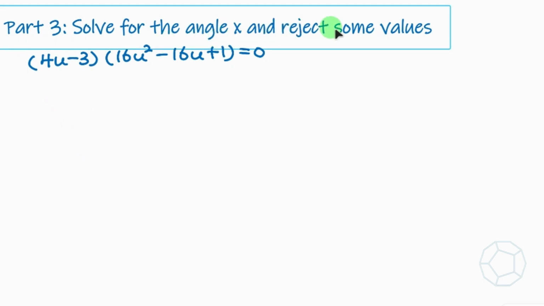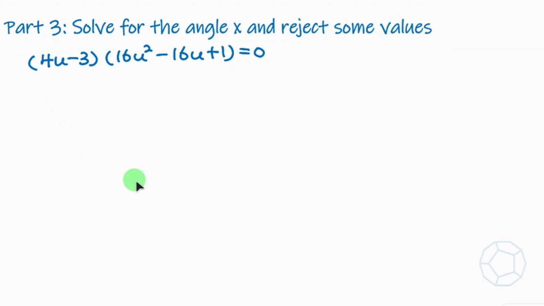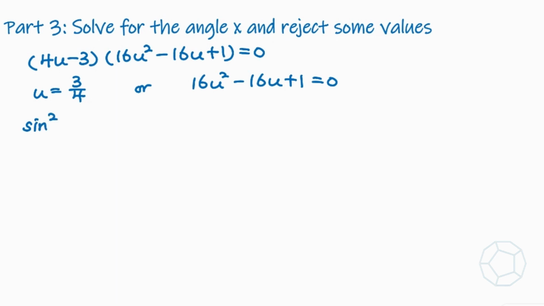In the final part, we're going to solve for the angle x and reject some impossible values. Previously, we factorized the cubic polynomial, therefore u is equal to 3 over 4 or 16u squared minus 16u plus 1 is equal to 0. In part 1, we have u equal to sine squared x, so for the first one, we'll have sine squared x equal to 3 over 4. Taking square root on both sides, therefore sine x is positive root 3 over 2 or negative root 3 over 2.